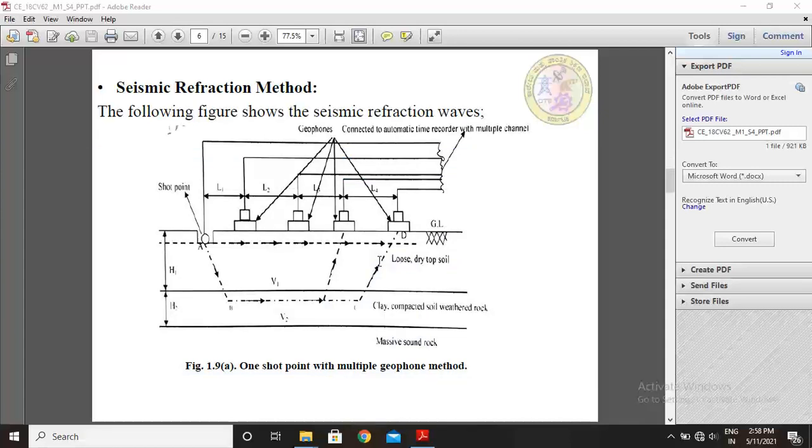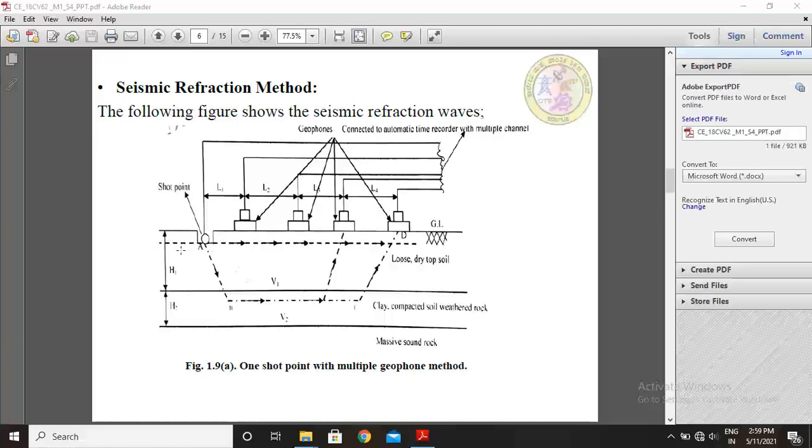Second method is seismic refraction method. Seismic refraction method is the second method of soil exploration. So here the diagram is given.